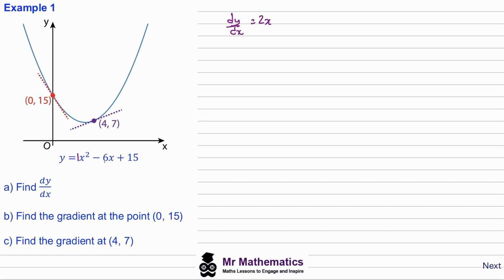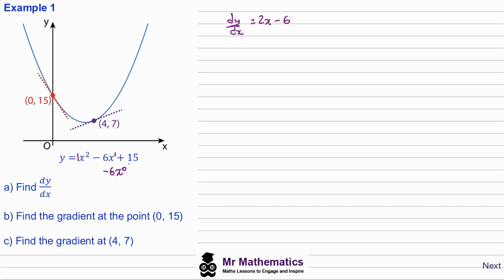We'll do the same with the negative 6x. This is x to the 1. We'll multiply the 1 by the 6, we get negative 6, and then we take away 1 from this power, so we get negative 6x to the 0, and x to the 0 is just 1. So this becomes 2x minus 6.